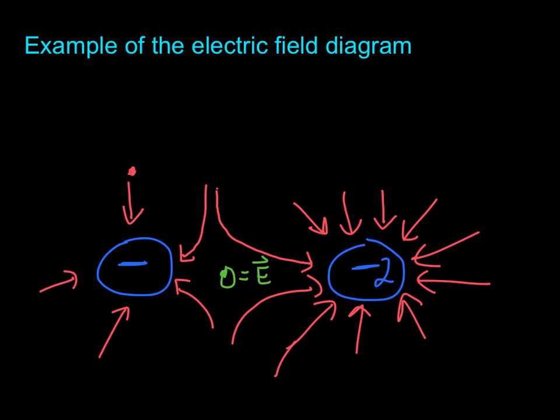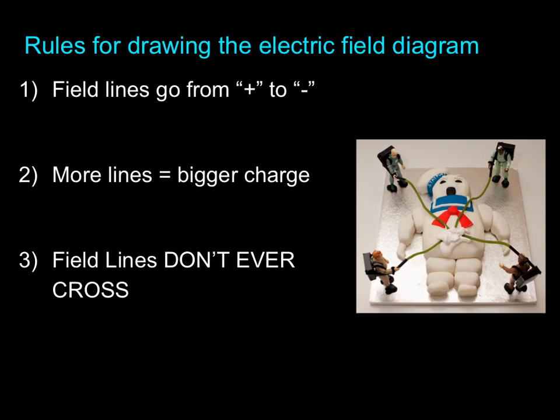Now the other important thing to note is that these field lines, notice one thing they don't do. They don't cross. So this leads us to our rules. First rule, field lines always go from positive to negative. Second rule, more lines, you have a bigger charge. And what I like to call the Ghostbuster rule, field lines never cross. You do not cross the streams.